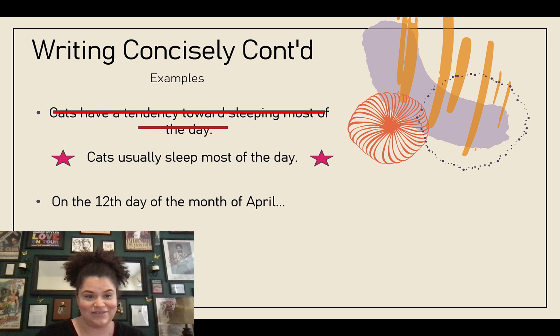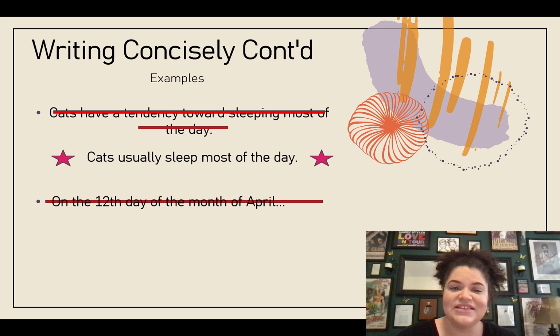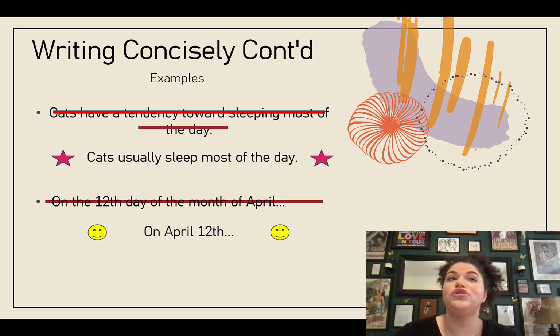More concise. On the 12th day of the month of April. That is a weird sentence. Again, we understand what it's trying to say, but it's strange, right? How can we say this differently? On April 12th, straightforward. It's saying the exact same thing as the first sentence, but in a more concise manner. It's easier to understand, using your reader's time more wisely.